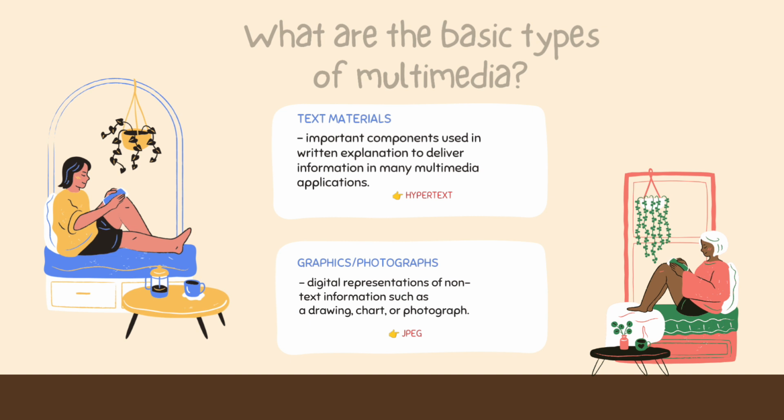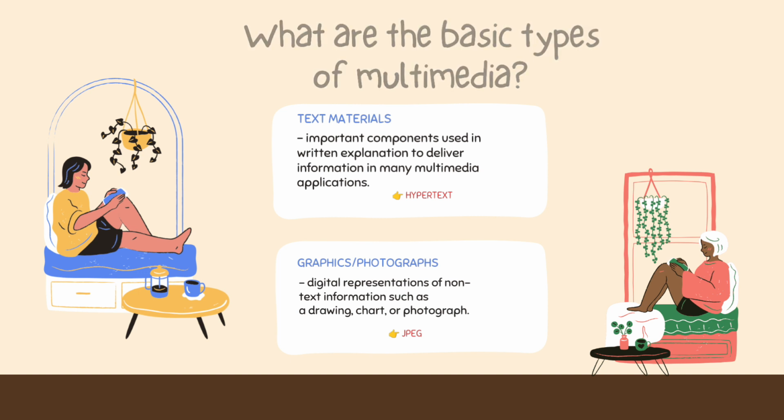The first one is text materials. These are important components used in written explanation to deliver information in many multimedia applications. They are characters used to create words, sentences, and paragraphs. The example of text material is hypertext.